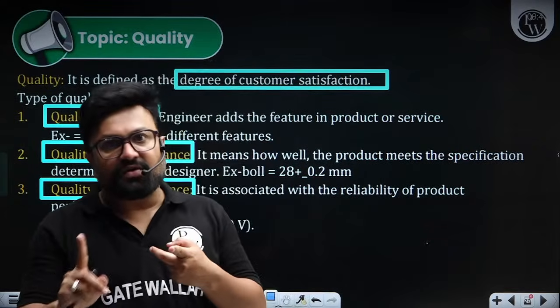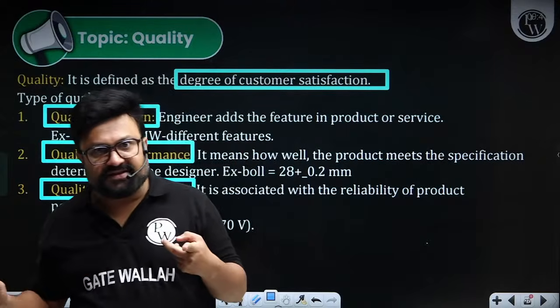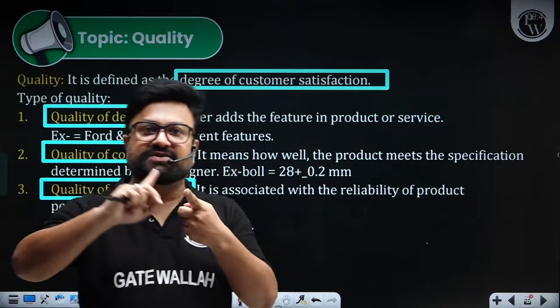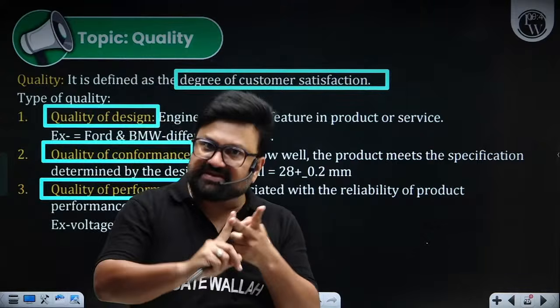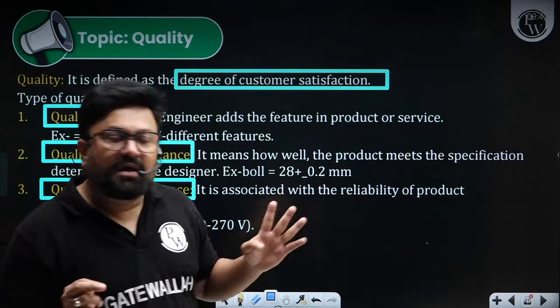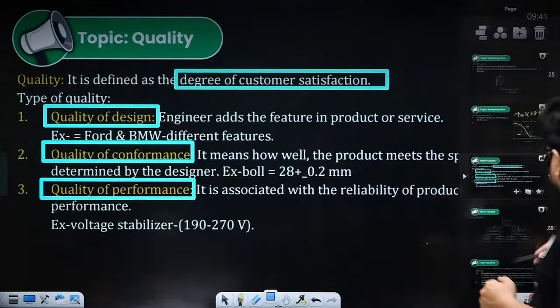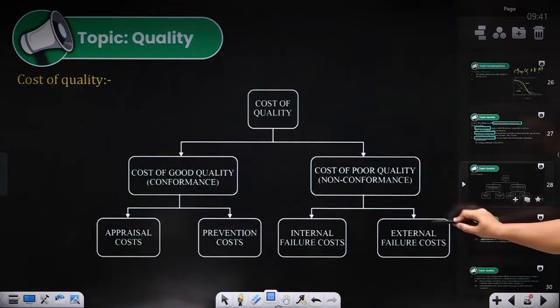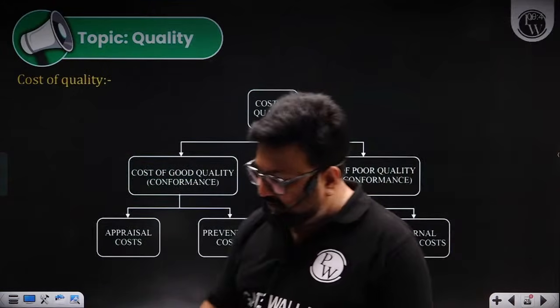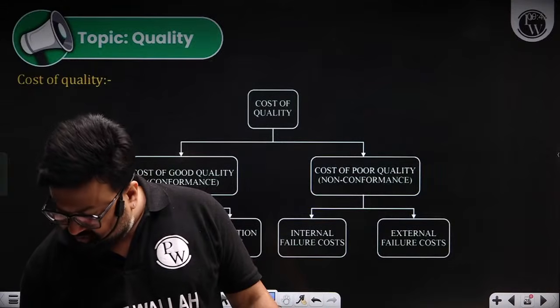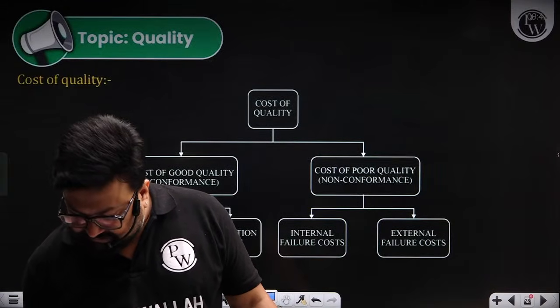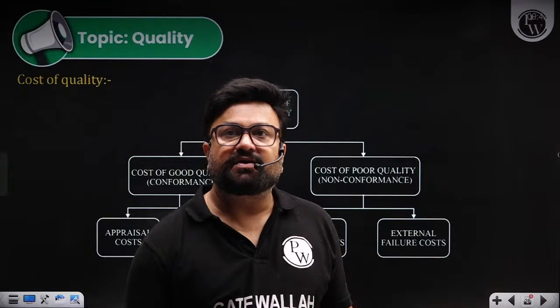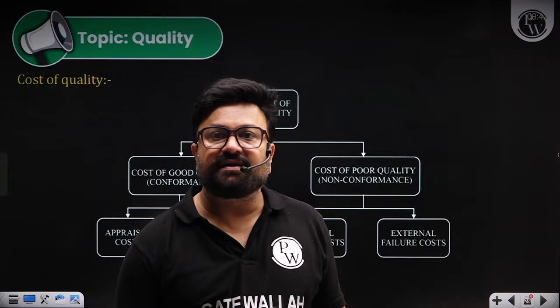Quality is what? Quality is degree of customer satisfaction. Types of quality: quality of design, quality of conformance, quality of performance. That's it, right? Now here the next important point in quality is cost. The cost which is associated in quality, right? The cost that is associated in quality.